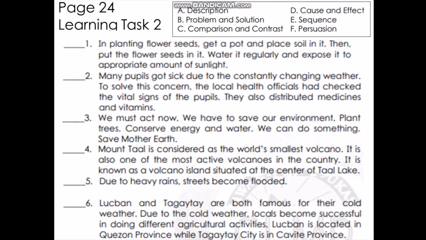Number 4. Mount Taal is considered as the world's smallest volcano. It is also one of the most active volcanoes in the country. It is known as a volcano island situated at the center of Taal Lake. So, what kind of informational text is it? Is it A, B, C, D, E, F?